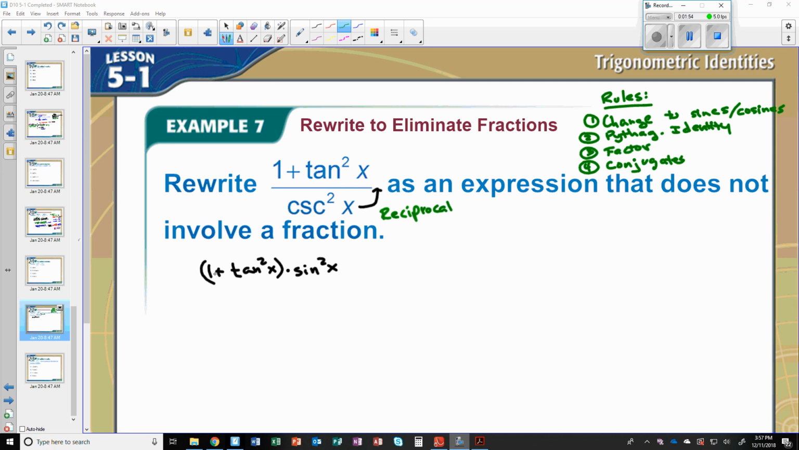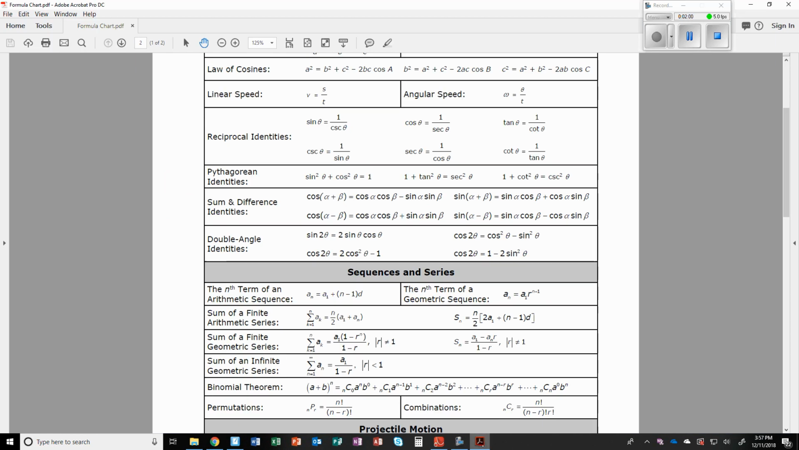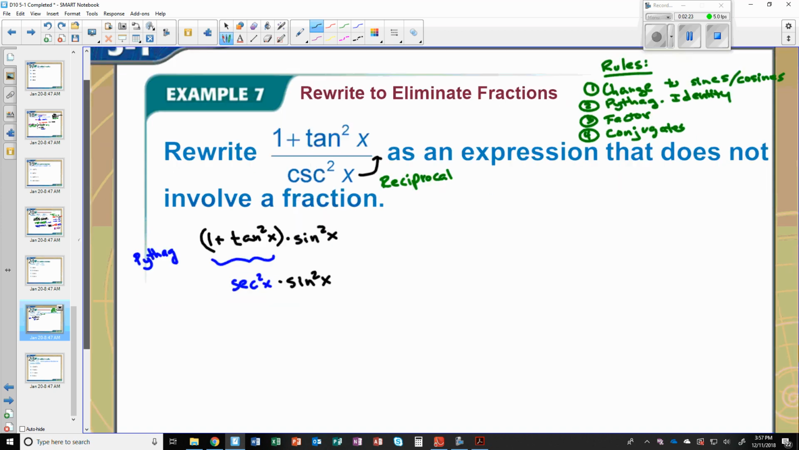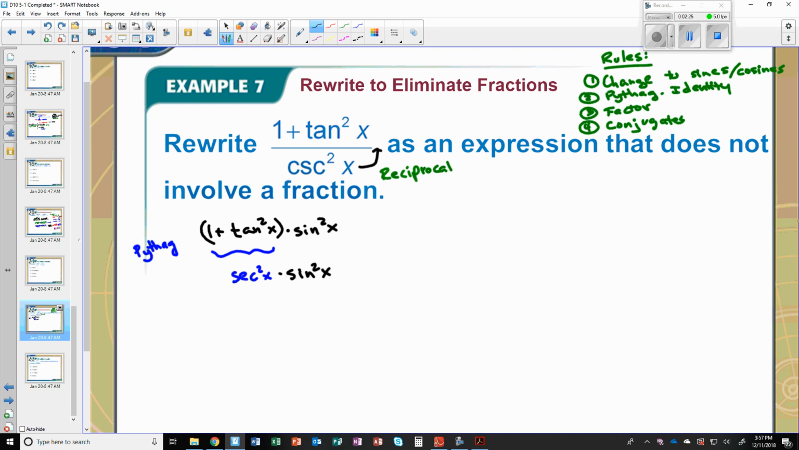I didn't use these rules yet, but now that I got that, when I look at this I see a 1 and a squared. Oftentimes when you see a 1 and a squared, you're going to have a Pythagorean identity. So I'm going to look for the one with tangent involved. That's here. It directly says that 1 plus tangent squared equals secant squared. So according to the Pythag identity, that is secant squared x, multiplying times sine squared x. Now those aren't the same things, so they can't cancel, nor can they combine.